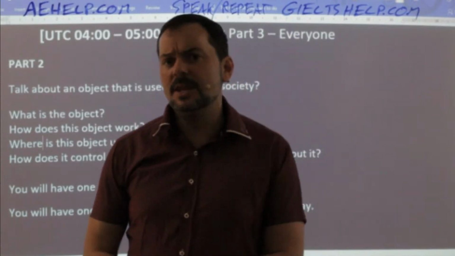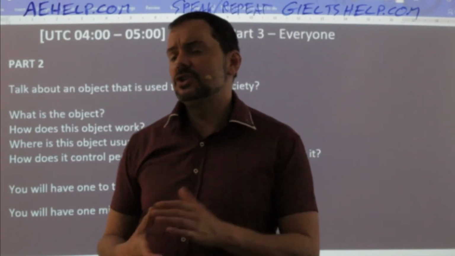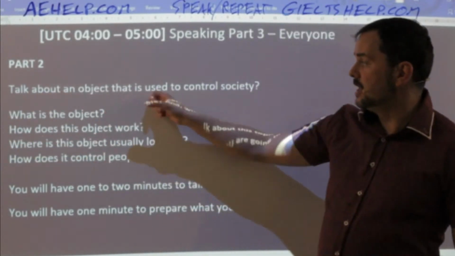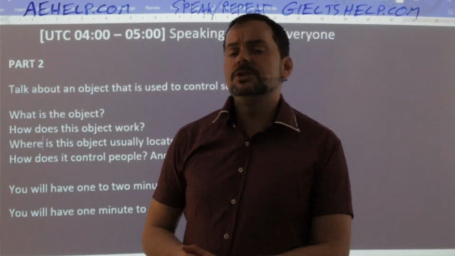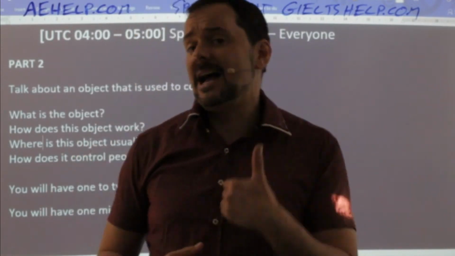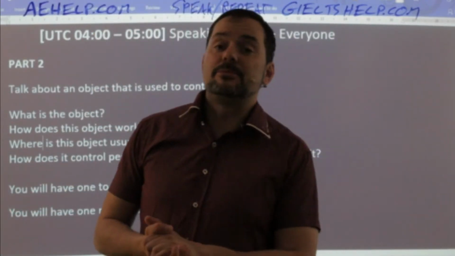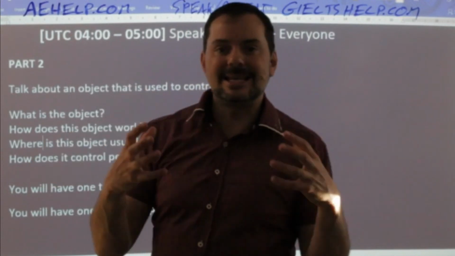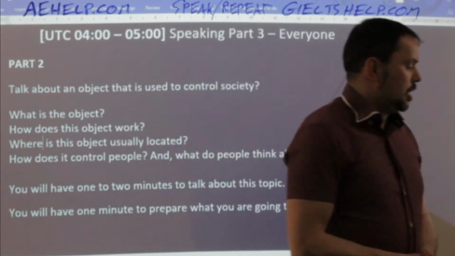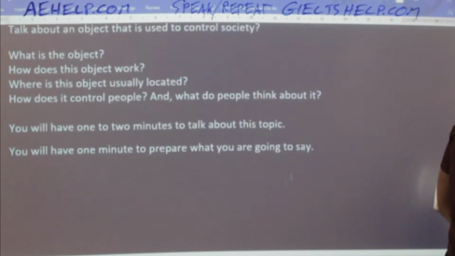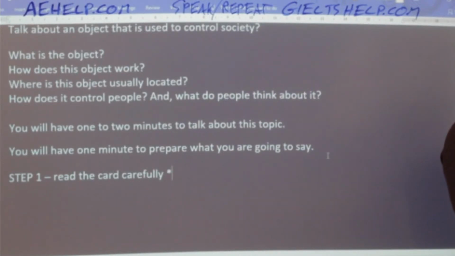So you've looked at this. Now, what is your next step? You read the question carefully. You should read this twice. Talk about an object that is used to control society. Now, what's your next step? What should you do? And this is happening in seconds. Here I'm going into deep explanation, but of course in your 1 minute preparation time, this is happening in seconds. So first step, read the card carefully. Pay special attention to the topic statement. Make sure you don't go off topic.